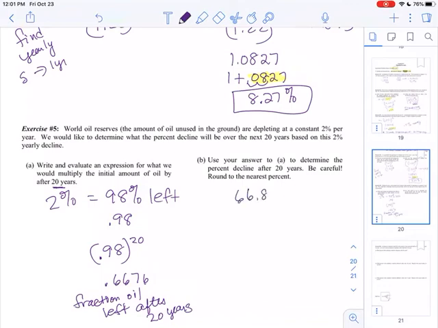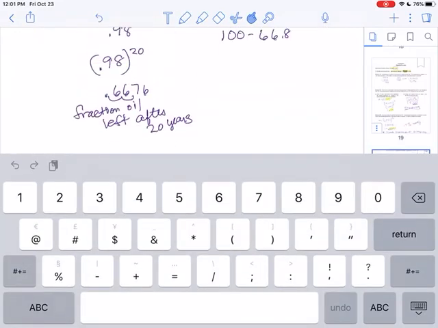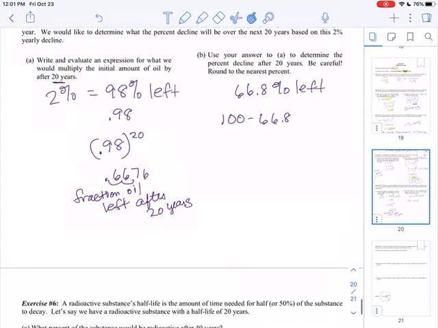But I really want to find the percent decline after 20 years. So if I have, and I'm just going to call it 66.8%, I'm going to take this and move it over 2 places. If I have 66.8% left, how much did I actually use? We'll subtract that from 100. 100 minus 66.8 is 33.2. Oops, sorry, I don't know why I keep doing that. So I really have a 33.2% decline. So that was a little bit different.